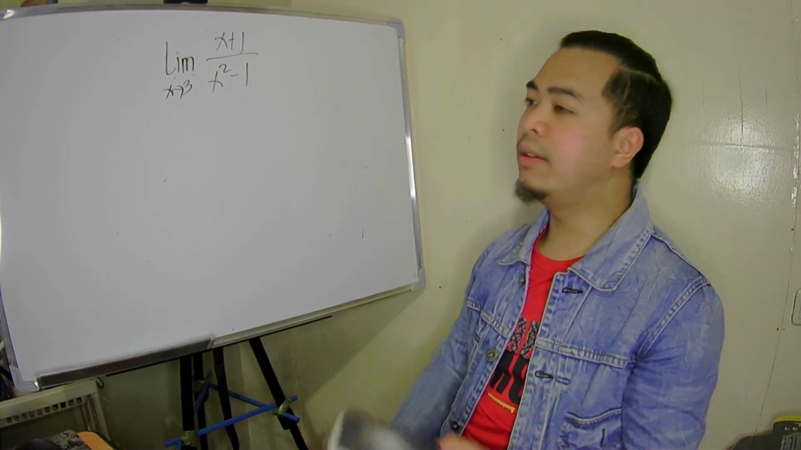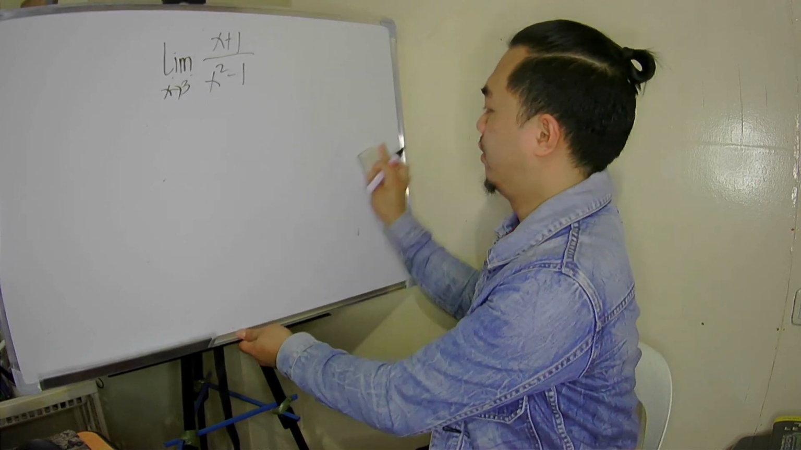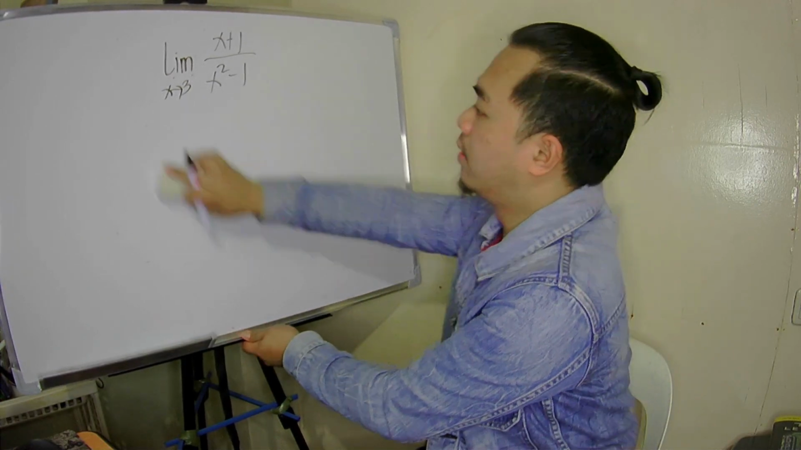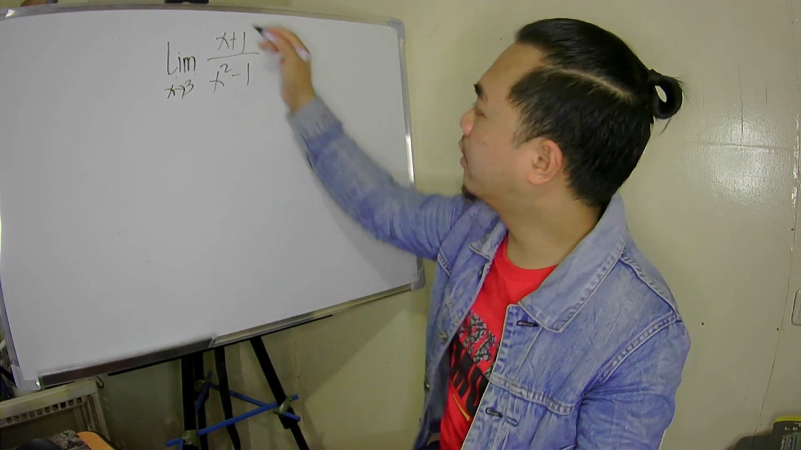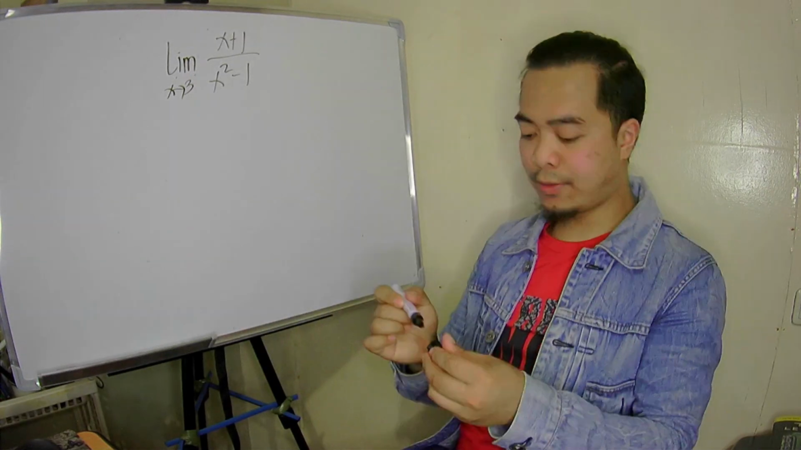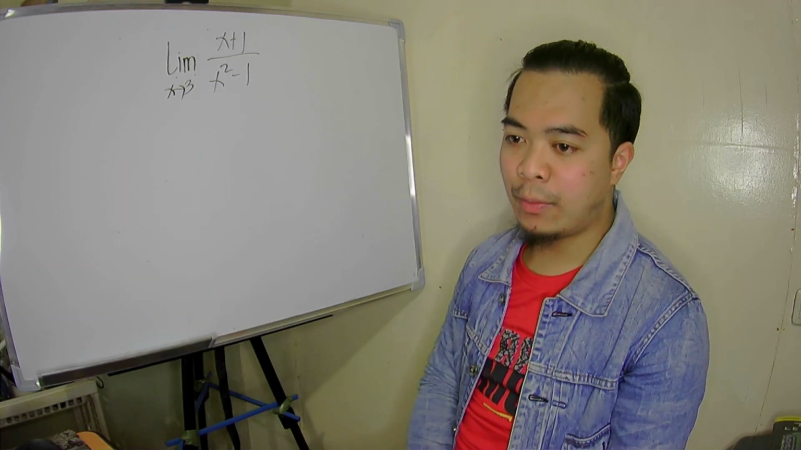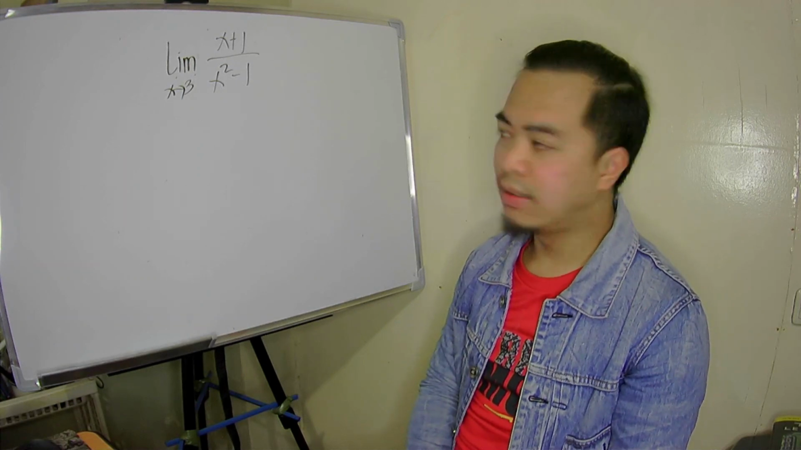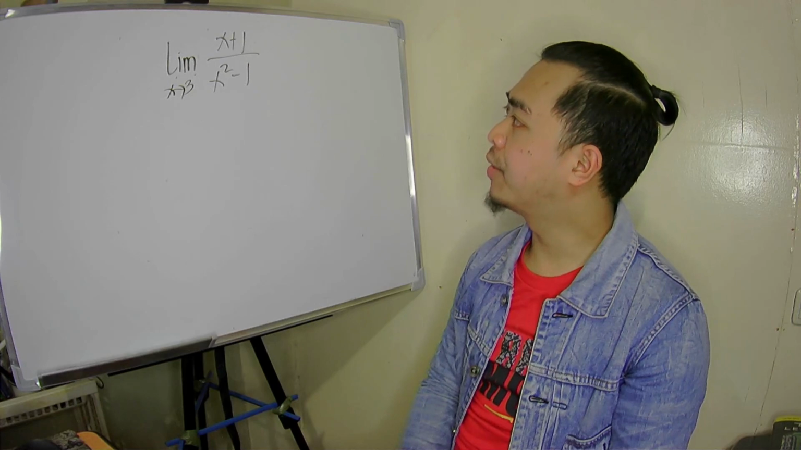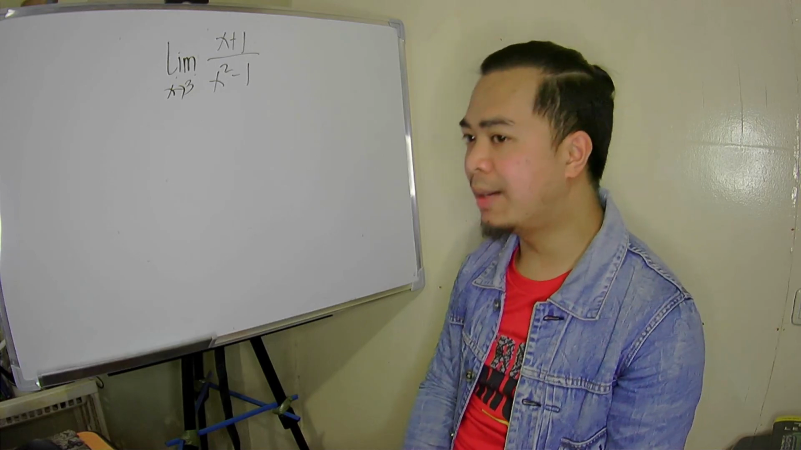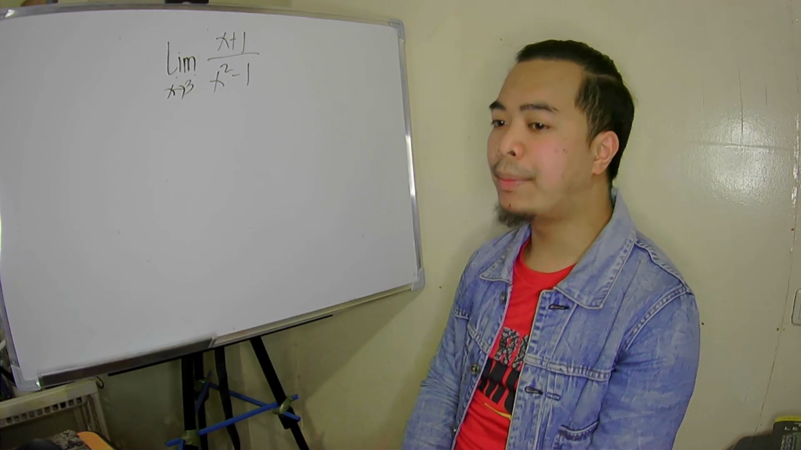What is the main operation of our function? This is our function, no? X plus 1 over x squared minus 1. What is the main operation? Anyone? It's division, sir. Yeah, it's a division. So, the first property we can use is the property about division.